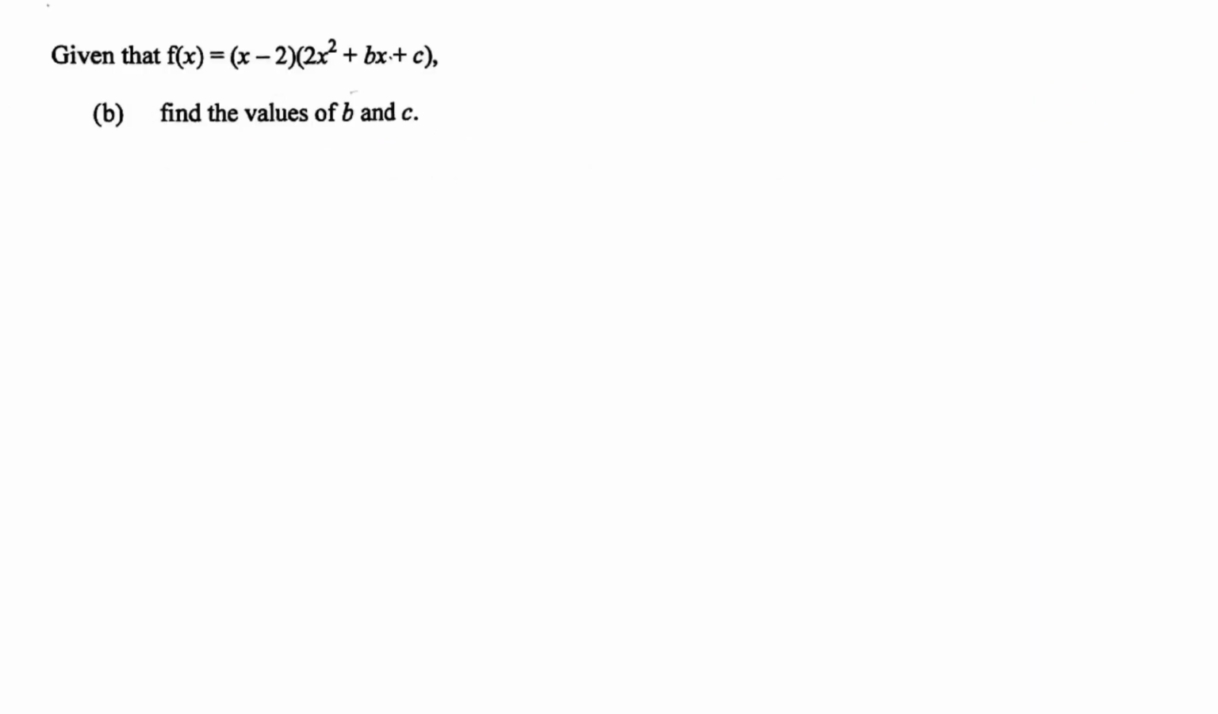Next part of the question. Given that f of x is equal to x minus 2 bracket 2x squared plus bx plus c, find the values of b and c. First, let us write down the question. f of x from part A is equal to this equation given here.